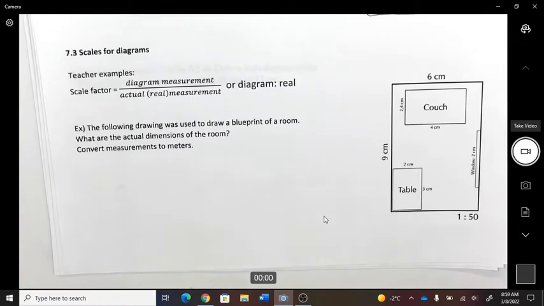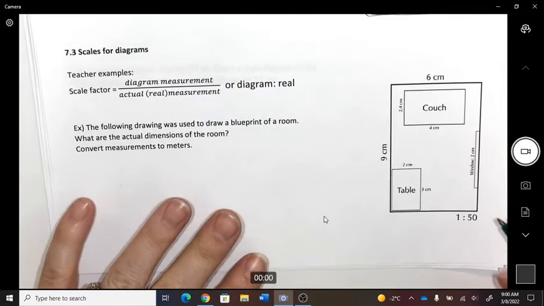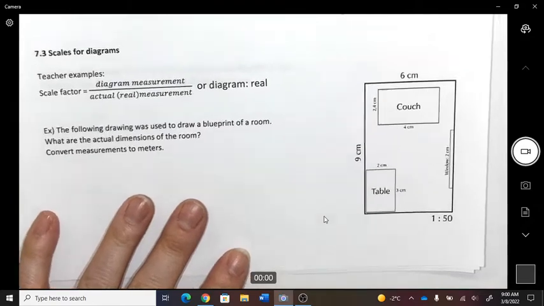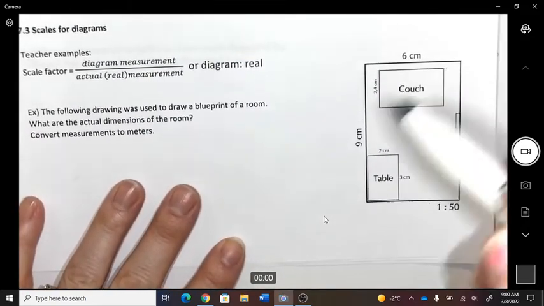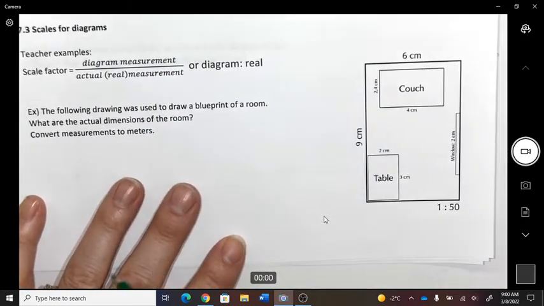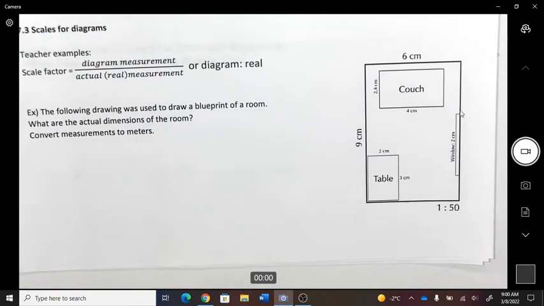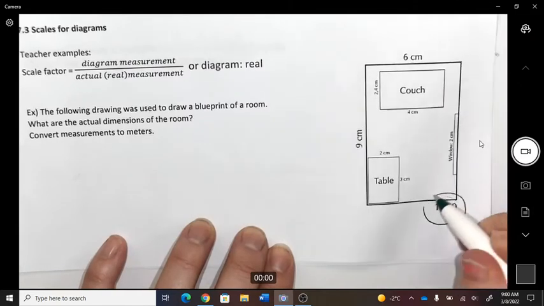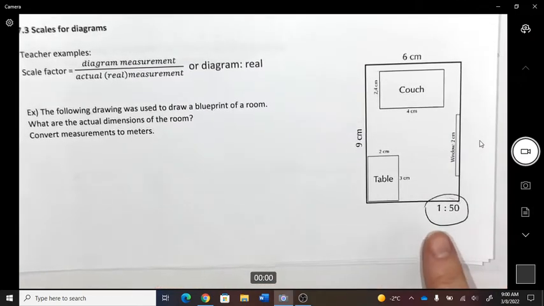Okay, scale diagrams is what this is talking about, and we're going to be using proportions again, cross multiplication again. So on this diagram, somebody drew their living room, dining room area. Obviously, when you go to draw something on a paper, you can't draw your actual dimensions, right? So this is the scale that's used.